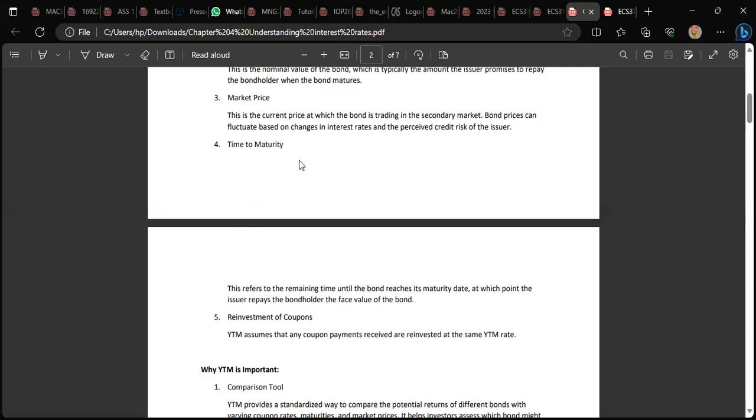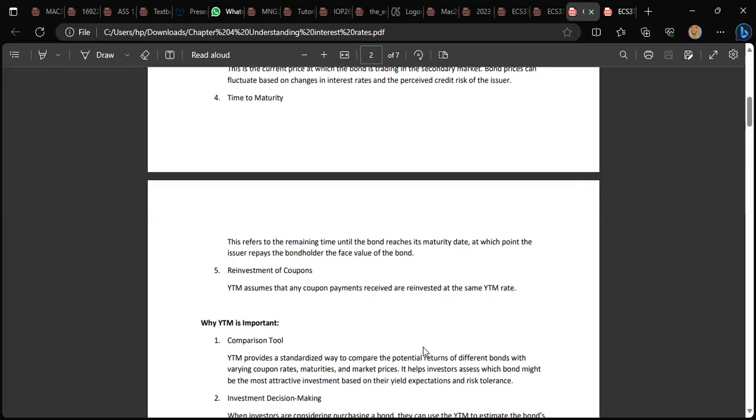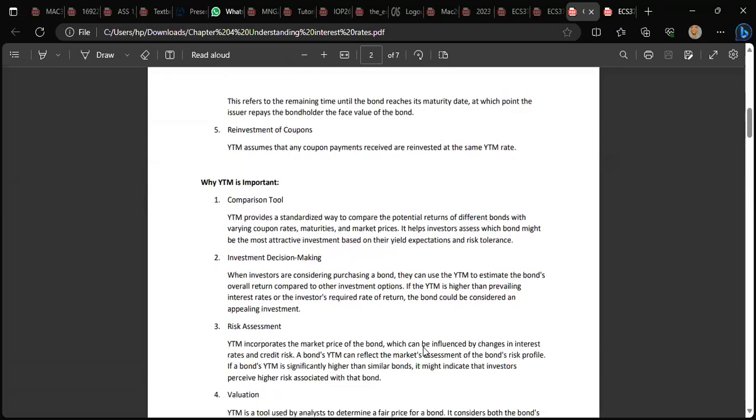Then the time to maturity. This refers to the remaining time until the bond reaches its maturity date, at which point the issuer repays the bondholder the face value of the bond. All right, and then reinvestment of coupons. YTM assumes that any coupon payments received are reinvested at the same YTM rate. So that's just an assumption there.